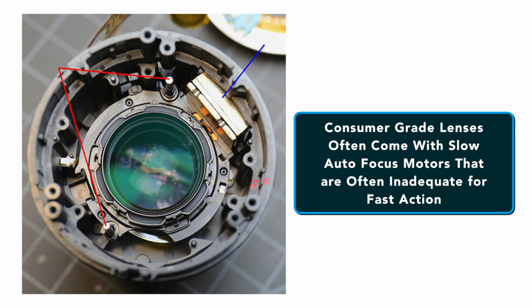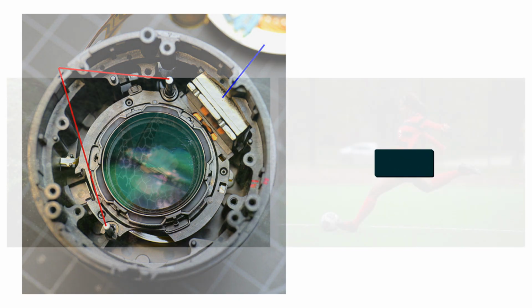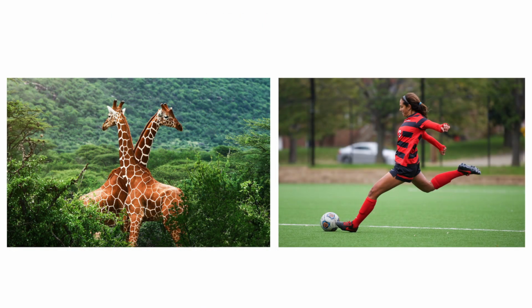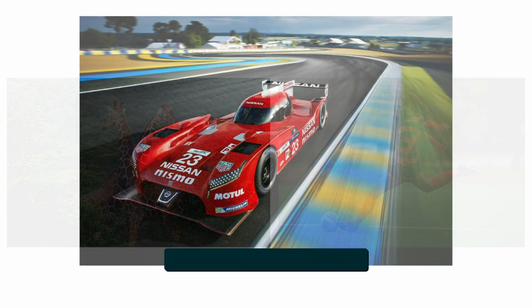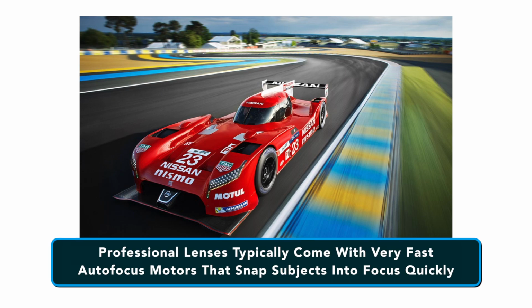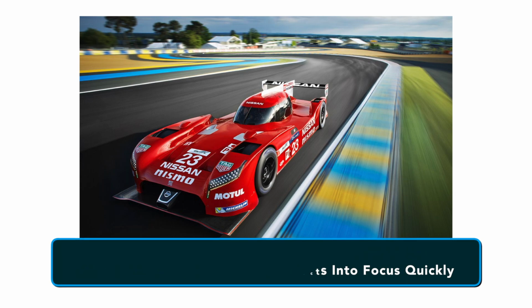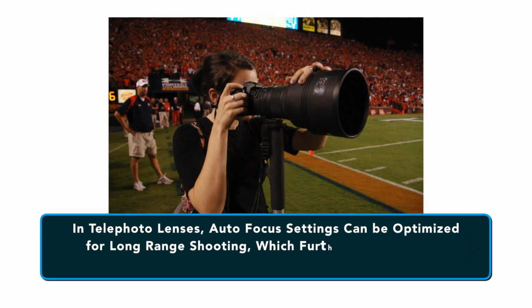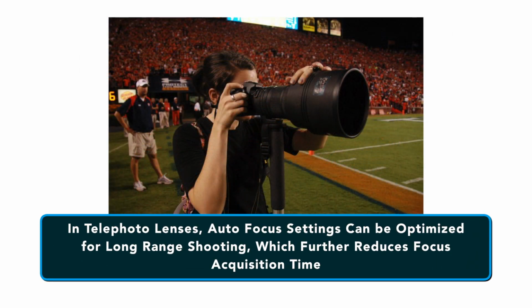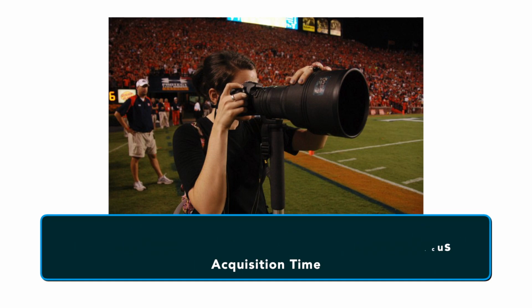Now, number 10 is the autofocus speed. Consumer-grade lenses often come with slow autofocus motors that are often inadequate for fast action, such as wildlife or sports photography. Professional lenses, on the other hand, typically come with very fast autofocus motors that snap subjects into focus immediately. In telephoto lenses, autofocus settings can be optimized for long-range shooting, which further reduces focus acquisition time.